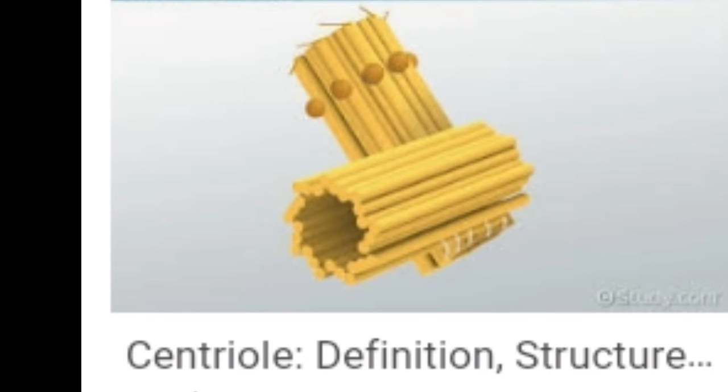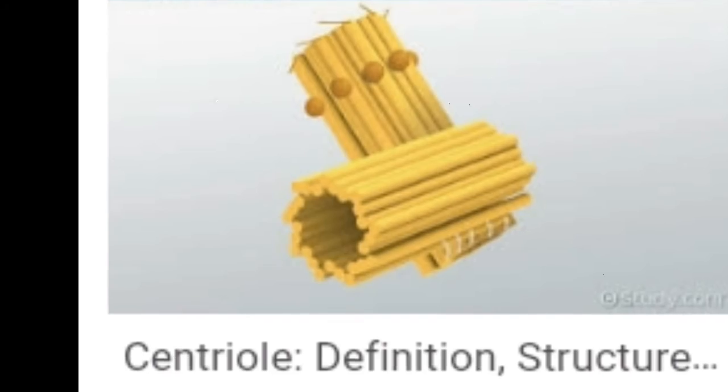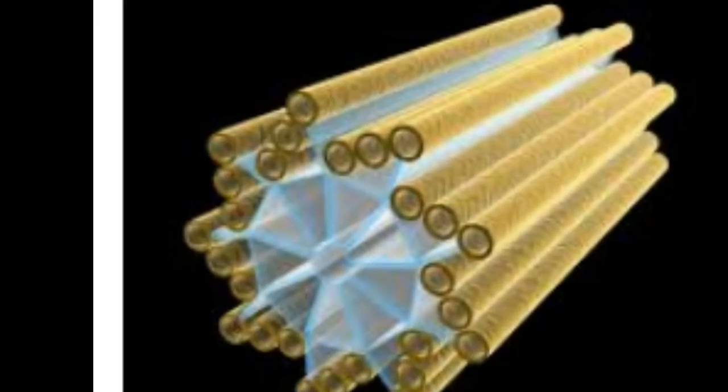Now we will look over the function of the centrioles. So centrosomes or centrioles help in the formation of spindle fibers during cell division. It is very necessary for a cell to have the centrosome at the time of cell division. Centrioles take part in the formation of cilia and flagella in Chlamydomonas types of organisms.